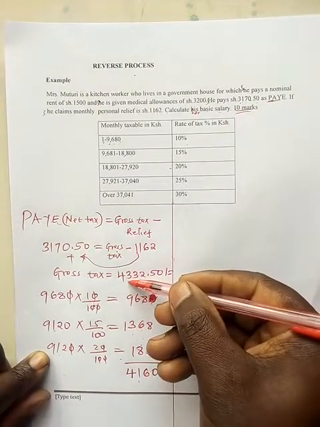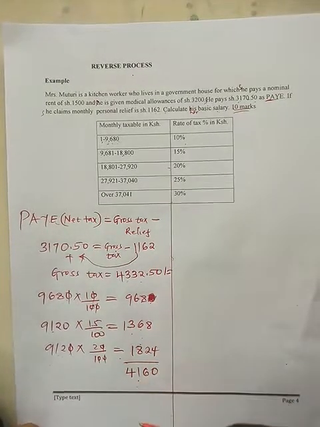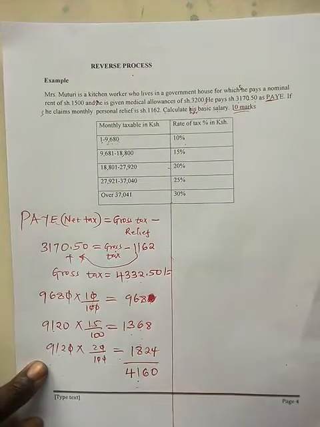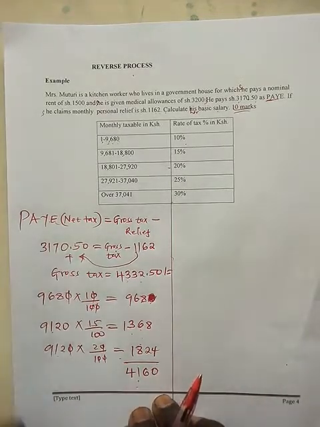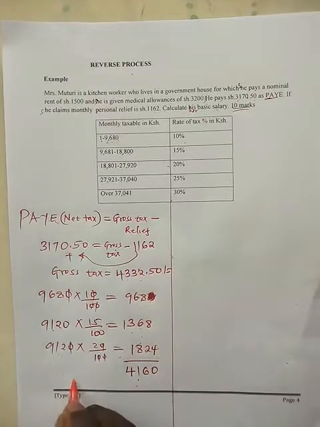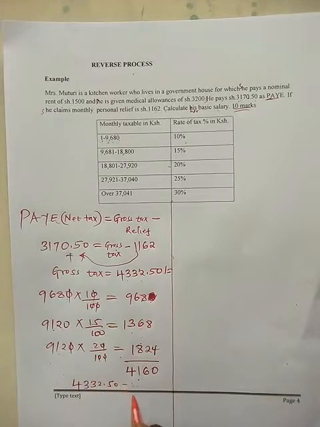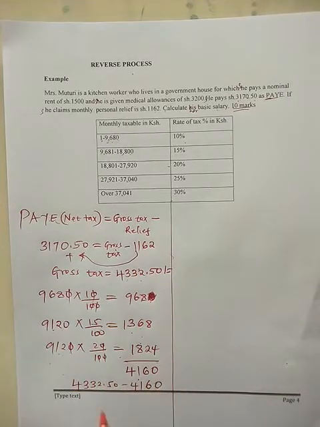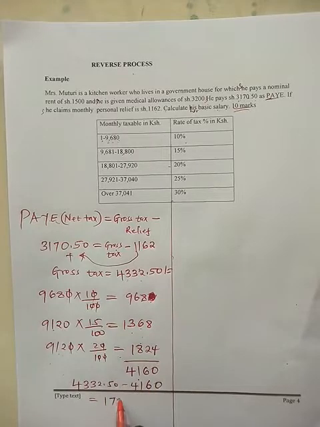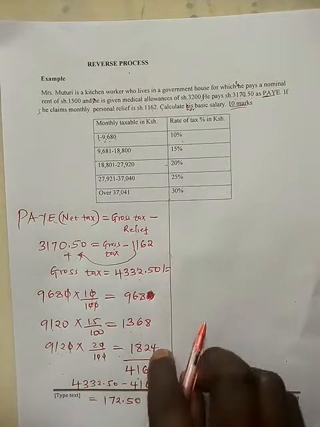So umeona 43 na 41. So hatuwezi enda next slab. Sawa? Itaenda 5,000 something, which is wrong. So tukifika hapa tunaangalia ni ngapi imebaki kutoka kwa gross tax. So tuna subtract 43,325 minus 41,6. That itatupea 172.50. Hiyo ndio itatupea.